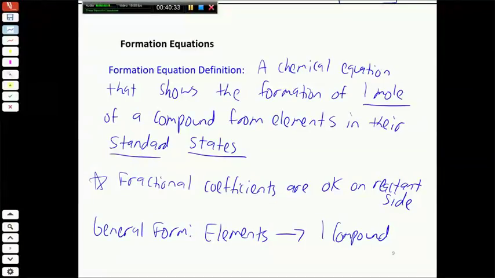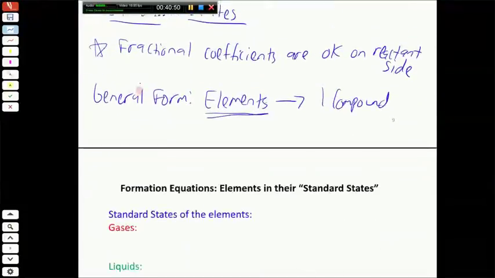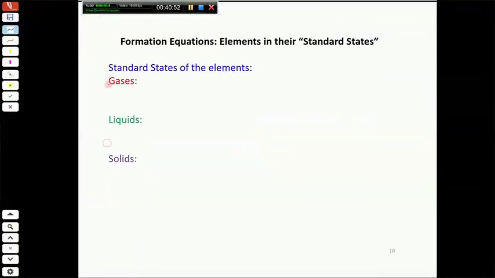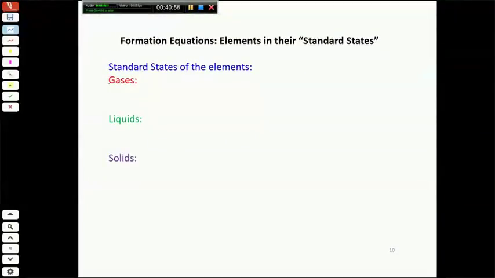It's elements forming a compound, and the coefficients have to be such that you're forming 1 mole of that compound. But the other important point is what we refer to as the standard states of the elements. These elements have to be in their standard states, so let's talk about what that means. There are a couple of things to know about standard states. First is the state of matter that the element exists in, whether it's a gas, a liquid, or a solid. Most elements on the periodic table are solids, but there are a few that are gases and liquids.